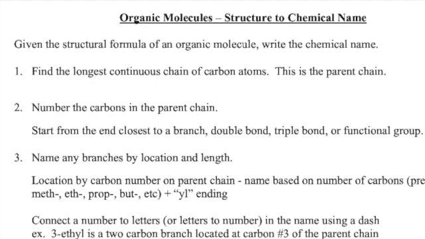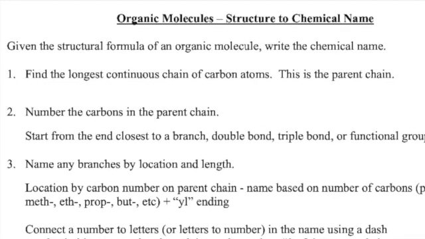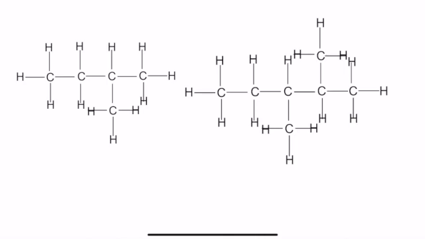When you're given the structure of an organic molecule and you want to write the chemical name, you first find the longest continuous chain of carbon atoms, and that's going to be the parent chain. Then you number those carbons in that parent chain, either from left to right or right to left, starting from the end that's closest to a branch. In this example, I can number this from left to right in blue, 1, 2, 3, 4, and have this as a branch. Or I can number this from right to left in red, 1, 2, 3, 4.